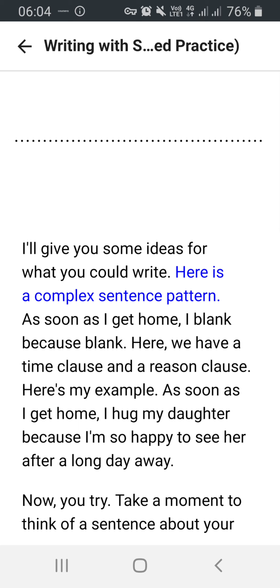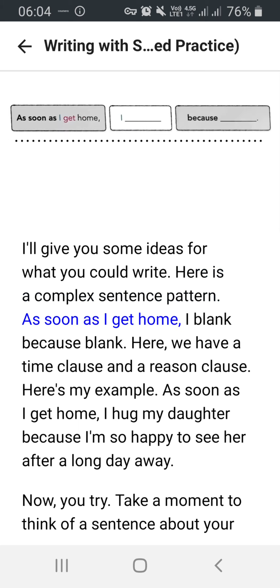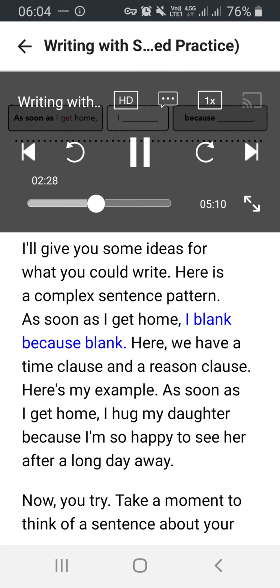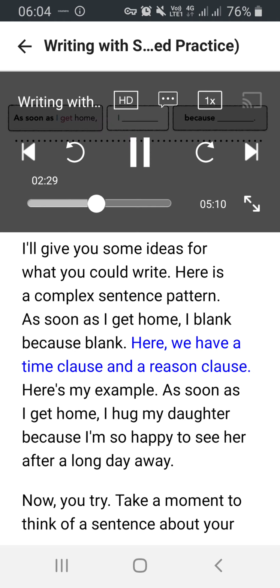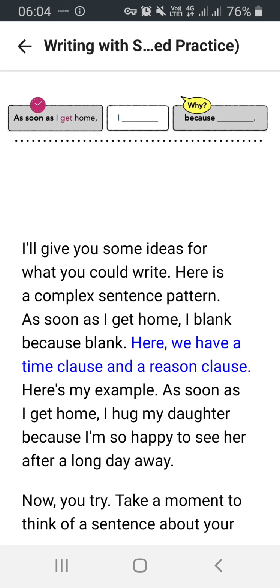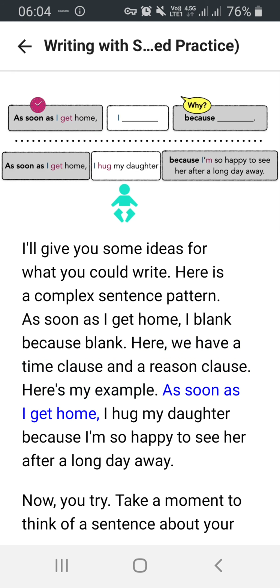Here is a complex sentence pattern. As soon as I get home, I blank because blank. Here we have a time clause and a reason clause. Here's my example. As soon as I get home, I hug my daughter because I'm so happy to see her after a long day away.